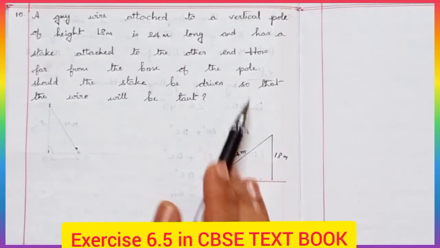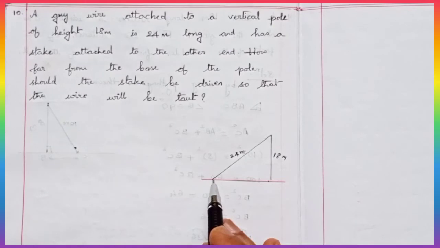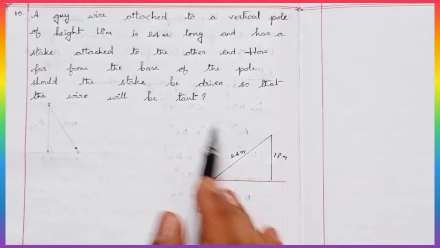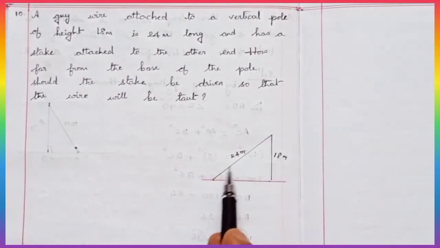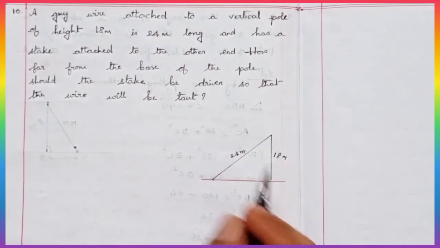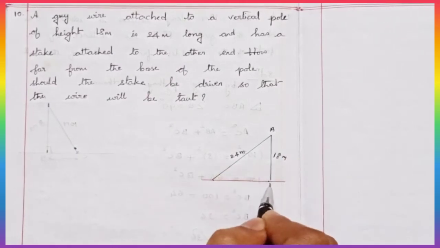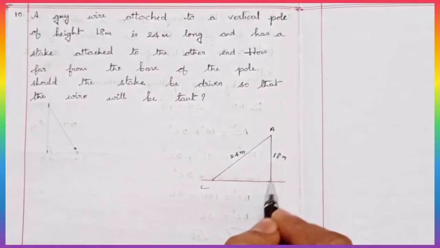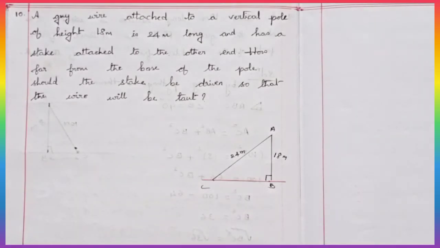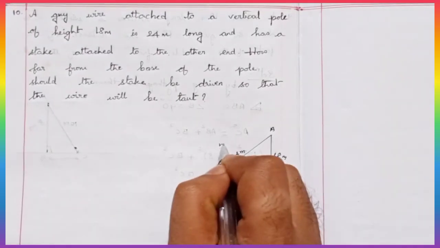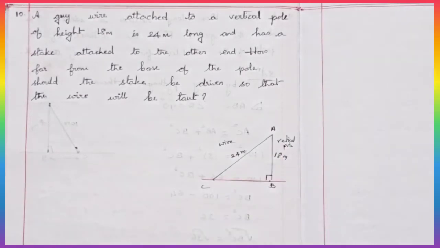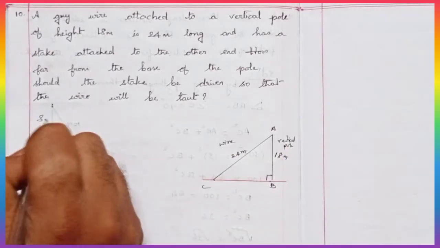How far from the base of the pole? So this is the base of the pole. How far from the base of the pole should the stake be driven so that the wire will be taut? Taut means you need to stretch the wire in a straight line. I hope that you people have understood this figure with respect to the question. If you carefully observe, if I give the names, it looks like triangle ABC, and since the pole is perpendicular to the ground, the angle formed here is 90 degrees. This is the wire, this is the vertical pole. Now we will use the Pythagoras theorem to solve this one.